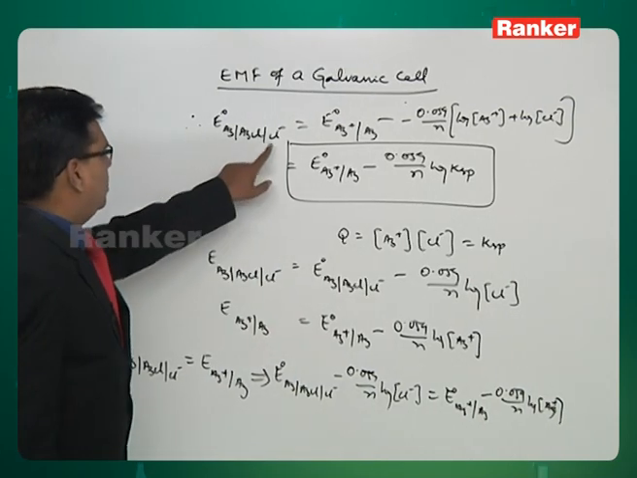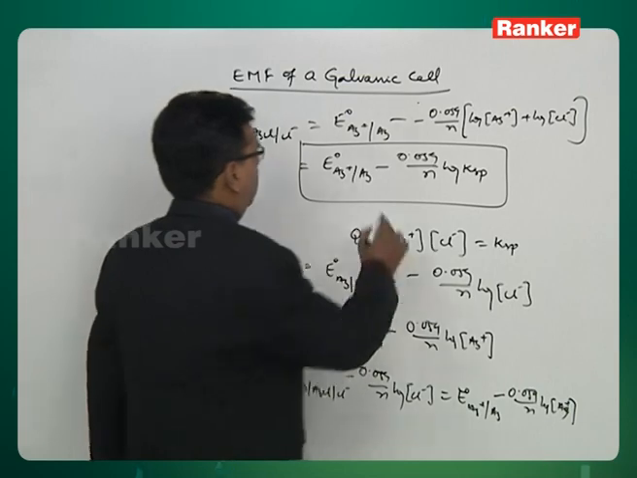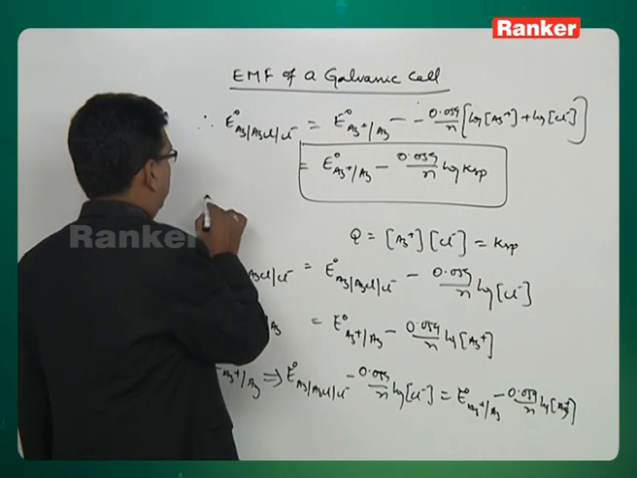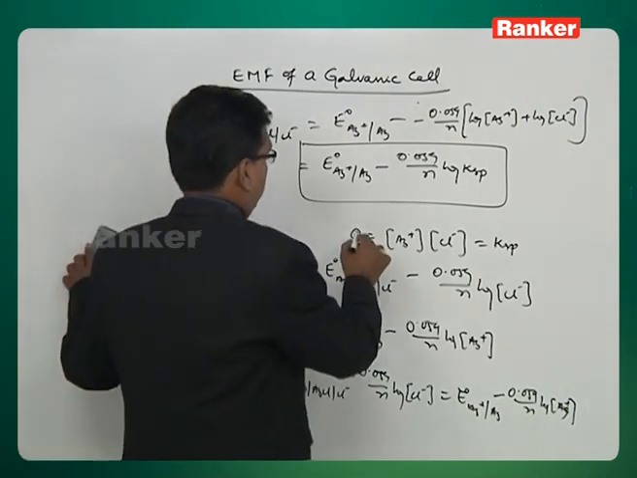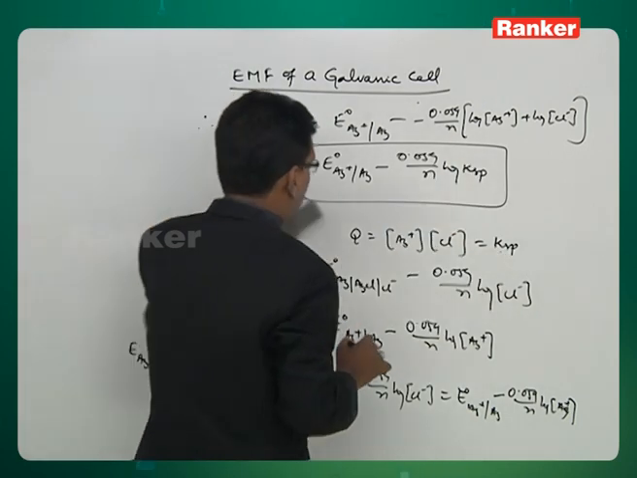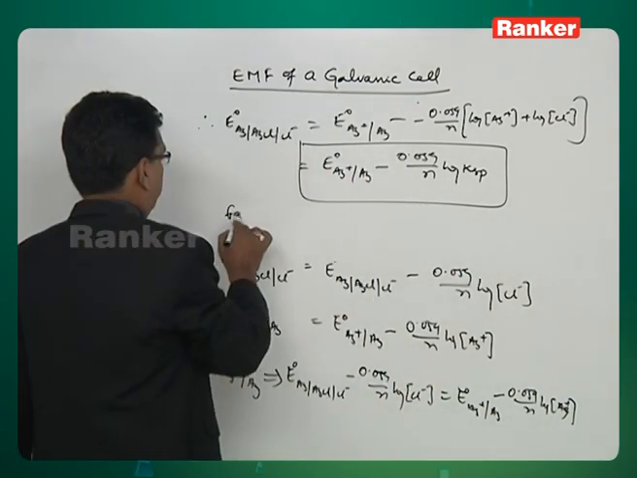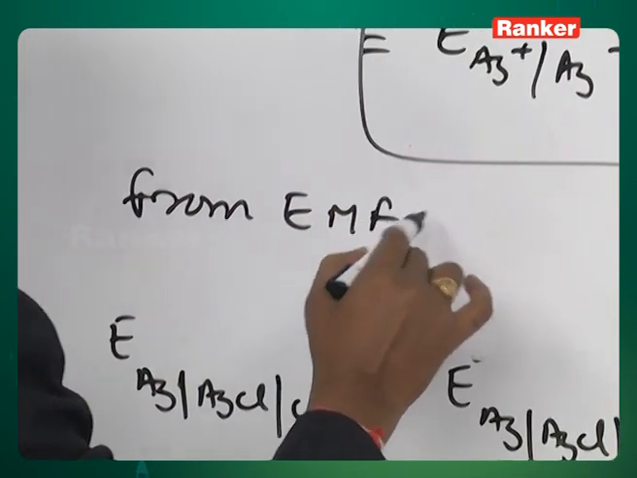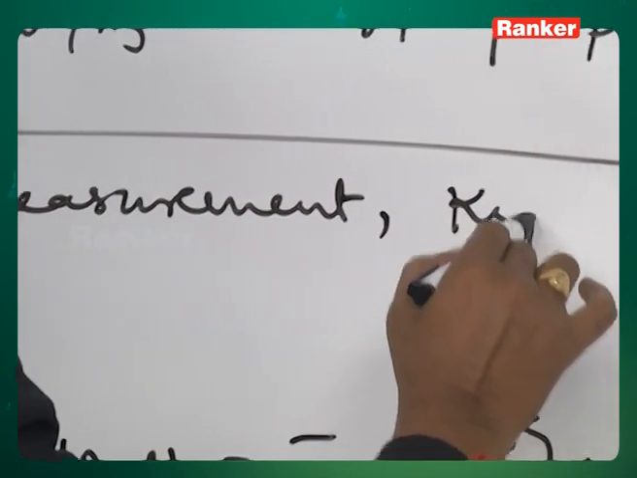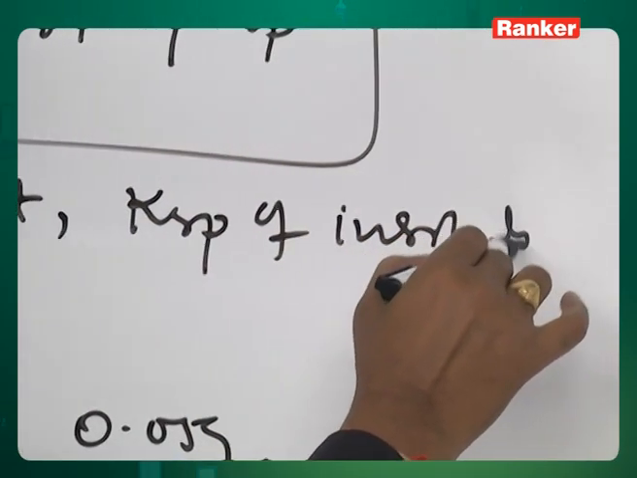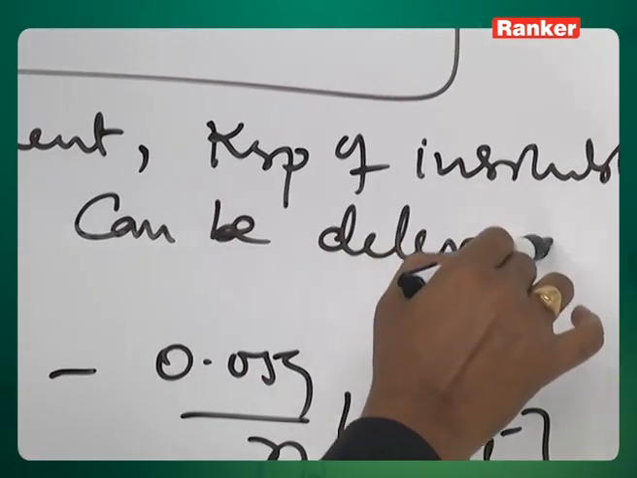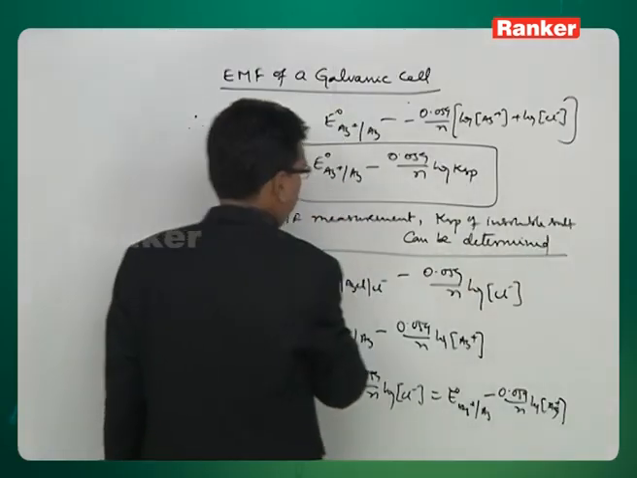So, E naught Ag/AgCl/Cl minus is equal to E naught Ag plus/Ag plus 0.059 by n log Ksp. So, from the EMF, the point is that Ag plus into Cl minus is equal to Ksp. This is what we wrote over here. So, from this, what you can say is that from EMF calculations, from EMF measurements, the Ksp of an insoluble salt can be determined.